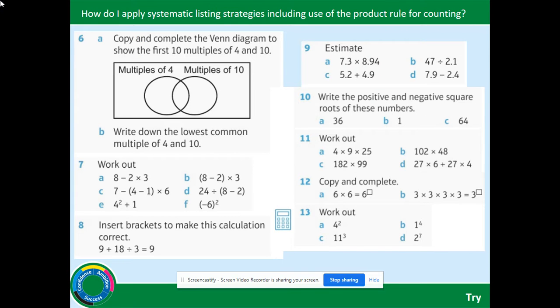Okay, this is the next set of questions. Note that you can use a calculator for question 13, please. None of the other questions, but just question 13. So pause and then play when you're ready to continue.